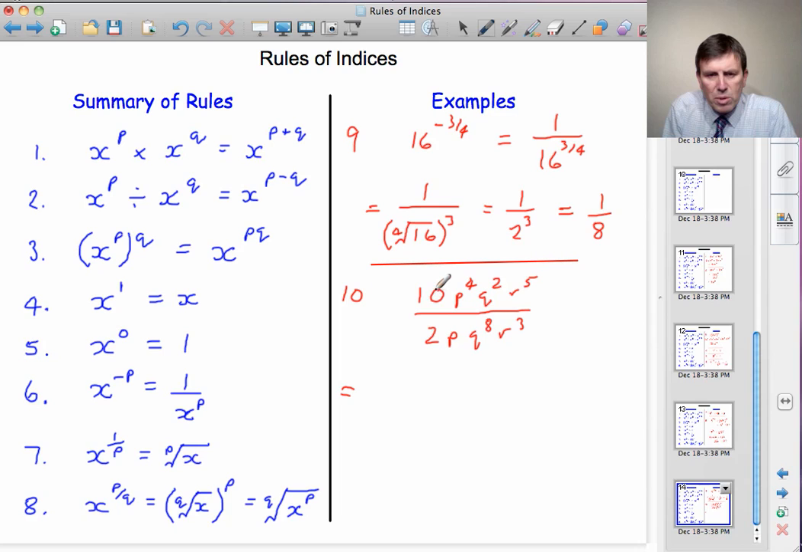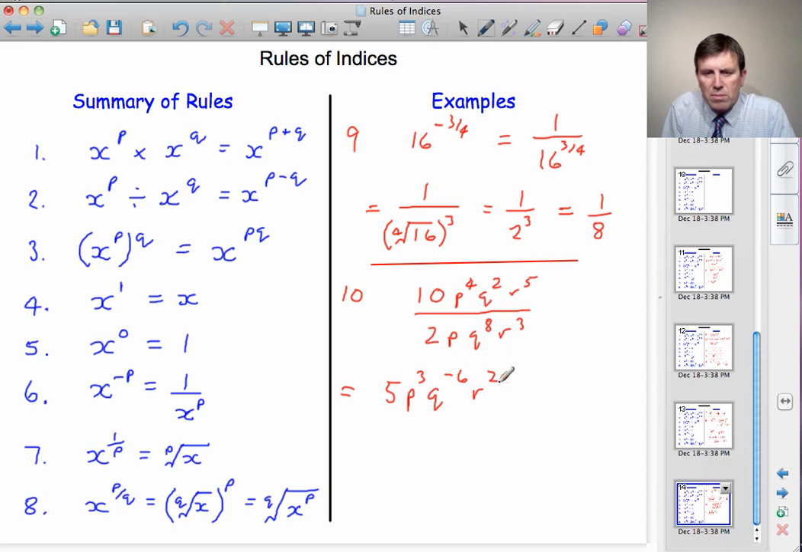Right, treating the numbers as ordinary numbers, 10 divided by 2 is 5. P to the 4 divided by p is p to the 4 divided by p to the 1. P to the 4 minus 1 is p cubed. Q squared divided by q to the power 8 is q to the 2 minus 8, which is q to the minus 6. And r to the 5 divided by r cubed is r to the 5 minus 3, which is r squared.